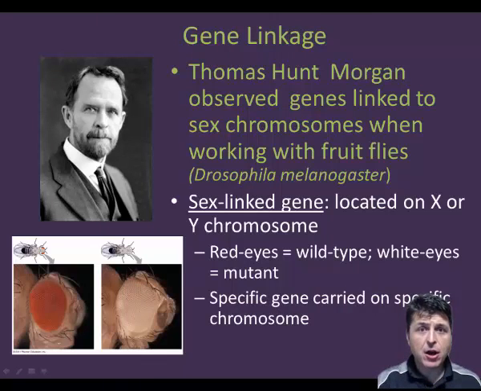Now, the idea of genes being linked together was discovered by a scientist by the name of Thomas Hunt Morgan. He discovered that certain factors were inherited along with gender, which indicated that these alleles were probably linked to the sex chromosomes. He discovered this while working with fruit flies, the Drosophila melanogaster.